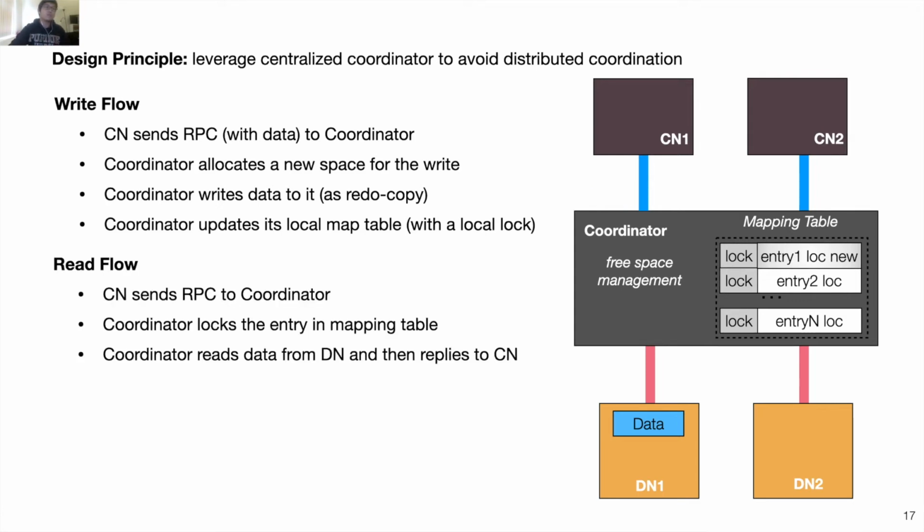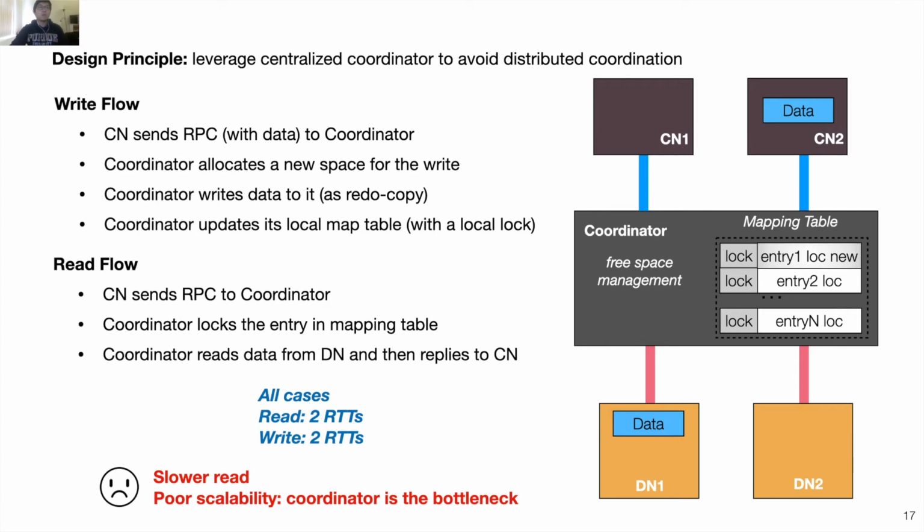To perform a read, the CN sends an RPC request to the coordinator. The coordinator then locks the corresponding entry in the mapping table, reads the data from the location stored in the table, and finally replies to the CN's read RPC with this data. Reads and writes in PDPN Central always take 2 RTTs. However, PDPN Central's 2 RTT KVS read is slower than PDPN Direct. More importantly, the single coordinator cannot scale with CNs or DNs.